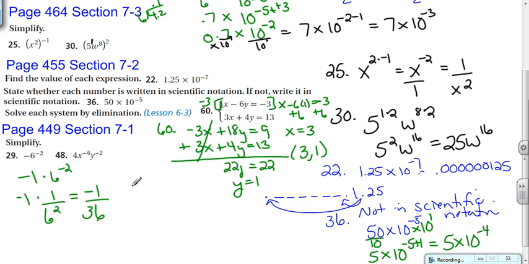For 48, that 4 has a 1 on it, so it stays in the top because it had a positive exponent. But the x of the negative 6 has to flip down to the bottom, and the y of the negative second has to flip down to the bottom.